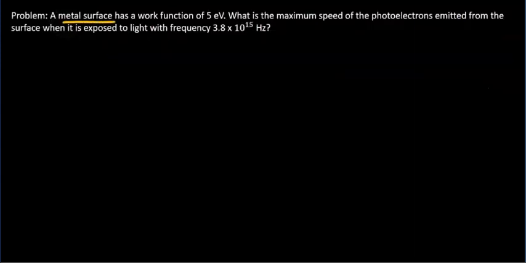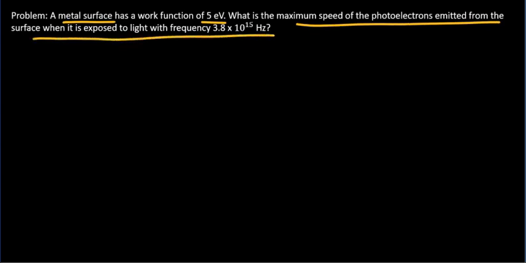Problem 1. A metal surface has a work function of 5 electron volts. What is the maximum speed of the photoelectrons emitted from the surface when it is exposed to the light with frequency 3.8 times 10 to the power 15 Hz?